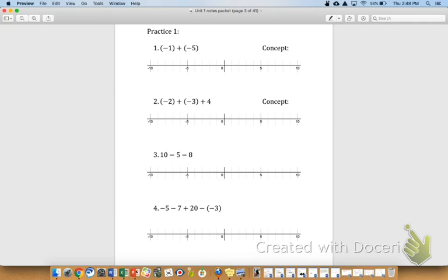Yeah. Wait, how do I write it? You just do it. As long as we keep it simple. Where is it? -6? Yeah.